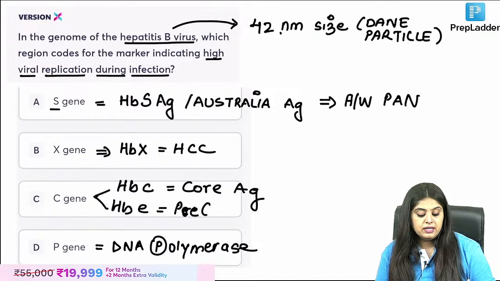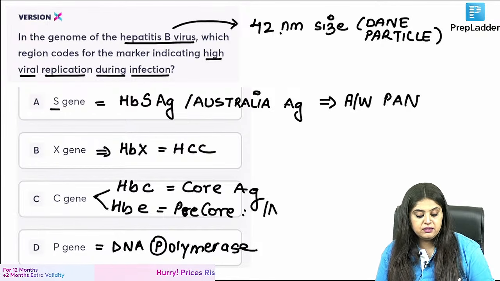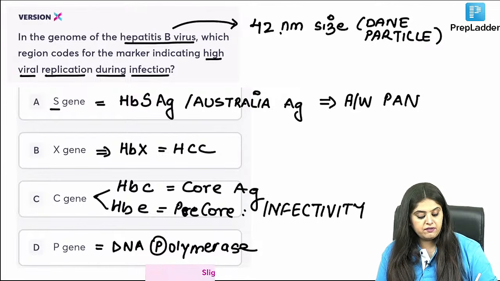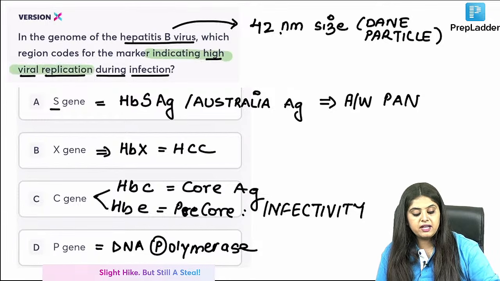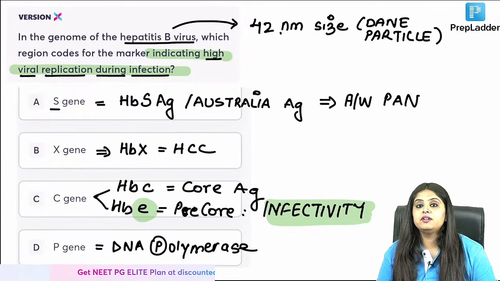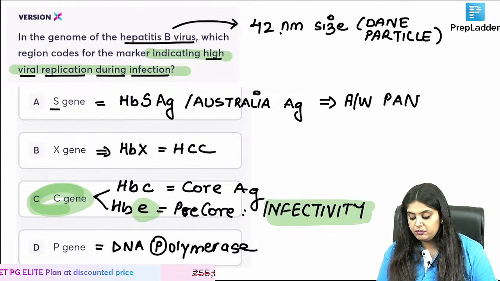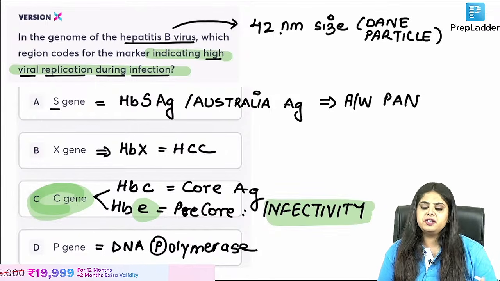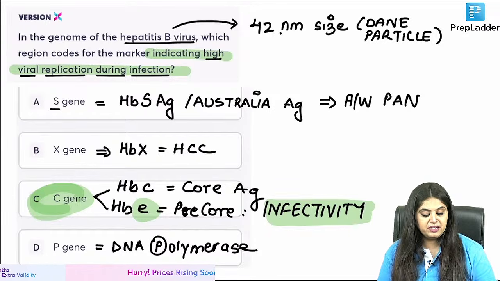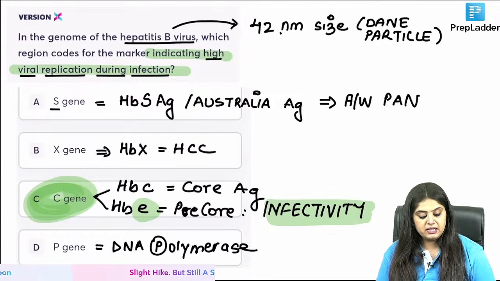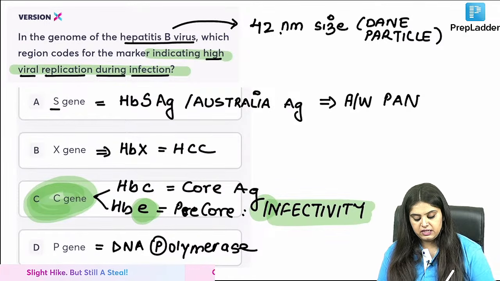And do you know that for infectivity, the pre-core antigen or the HBE is the marker. They've asked you what is going to tell you about high viral replication, means high infectivity. Who tells you infectivity? HBE. So who is going to make it? It is going to be the C gene. Very good. I taught you in pathology. Great going, guys. Just maintain the same momentum. So C gene is what is going to be making HBE. That is for infectivity. Very good till here.